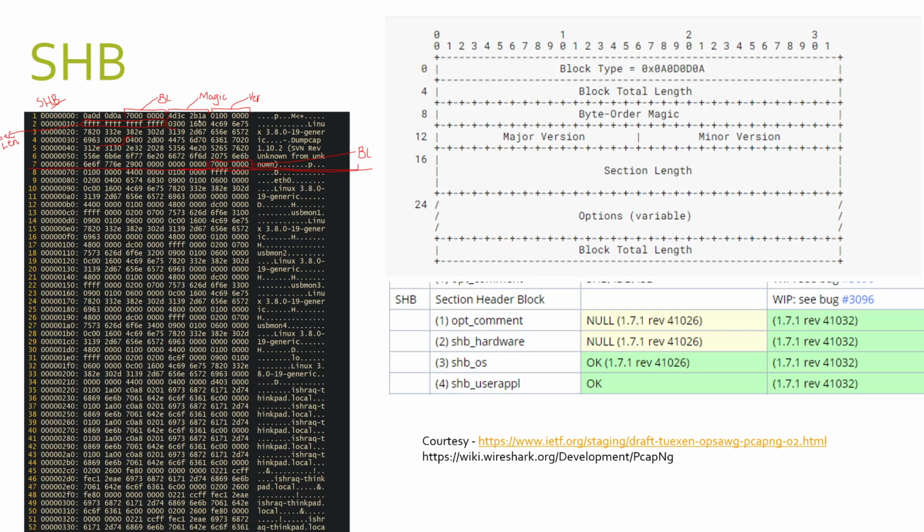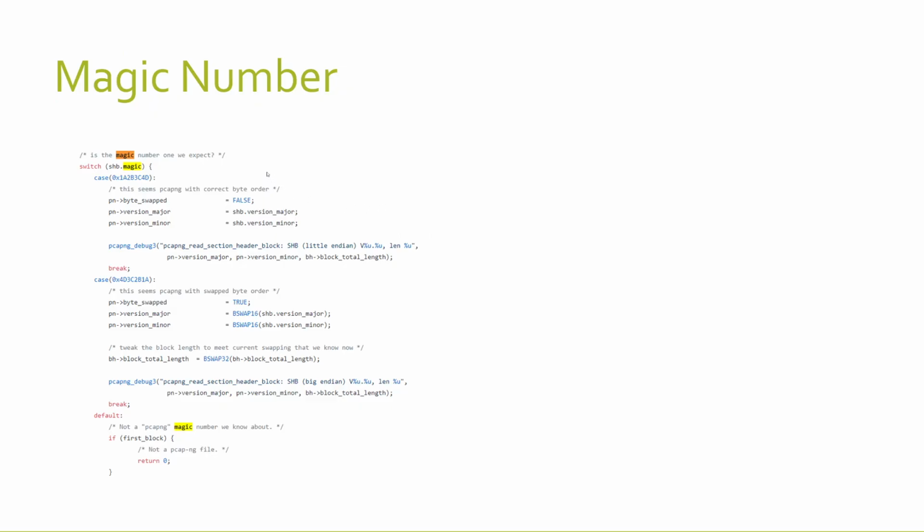The magic number is important because in this case, the magic number is 1A 2B 3C 4D. I looked up the code for PCAPNG because I was expecting this to be A1 B2 C3 D4. But it seems like it's reversed. And sure enough, there are two expected numbers, 1A 2B 3C 4D and 4D 3C 2B 1A. In our case, it happens to be like this, which means that it is byte swapped.